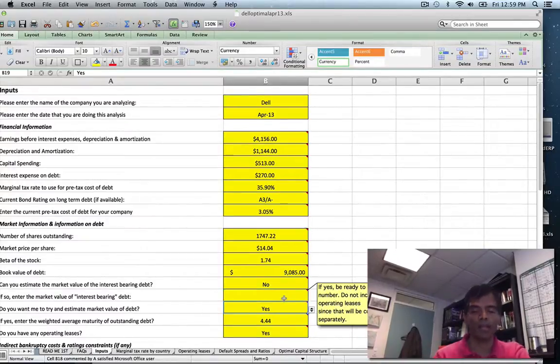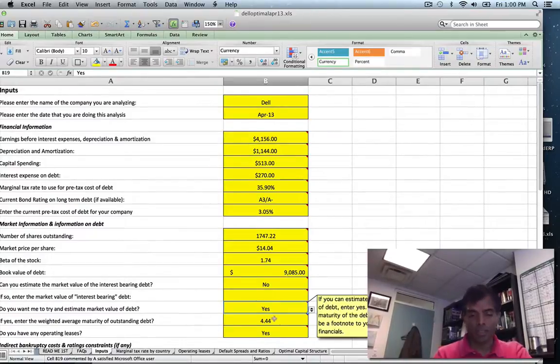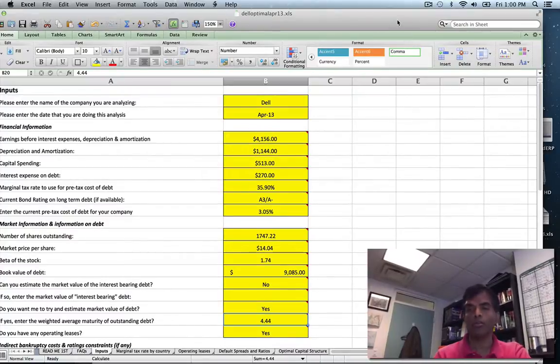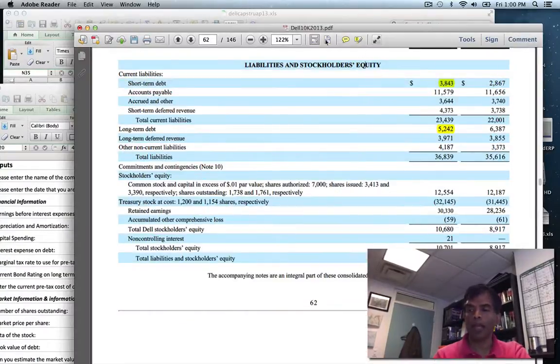You're saying, what if I haven't done that yet? Not a problem. Just say, do you want me to try and estimate this? Just say yes to it and enter the weighted maturity. Now that again will require that you go to the 10K. And in the case of Dell, the weighted maturity is on page 82 of the 10K.